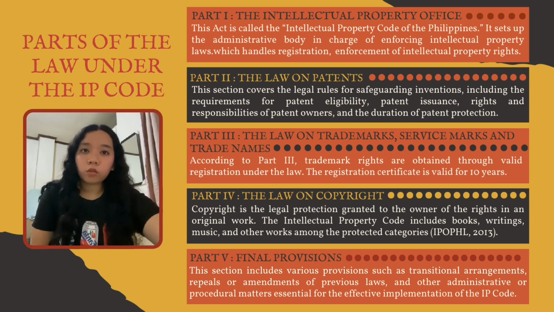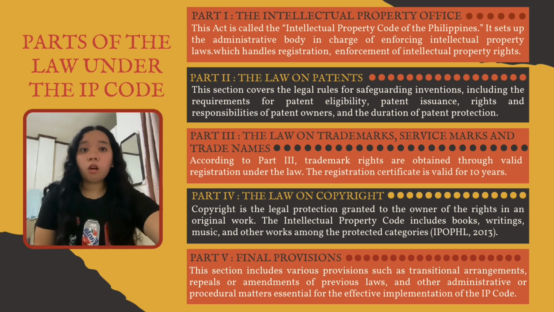Parts of the law under the IP Code. Part 1 is the Intellectual Property Office. This act is called the Intellectual Property Code of the Philippines. It sets up the administrative body in charge of enforcing intellectual property laws, which handles registration, examination, and enforcement of intellectual property rights. Part 2 is the Law on Patents. This section covers the legal rules for safeguarding inventions, including the requirements for patent eligibility, patent issuance, rights and responsibilities for patent owners, and the duration for patent protection.